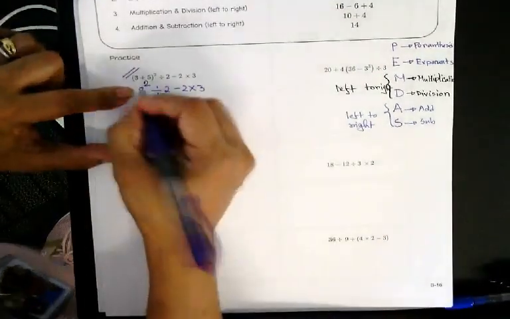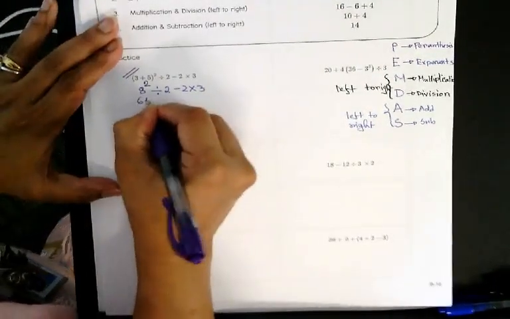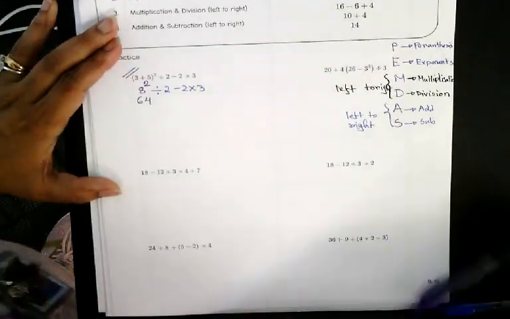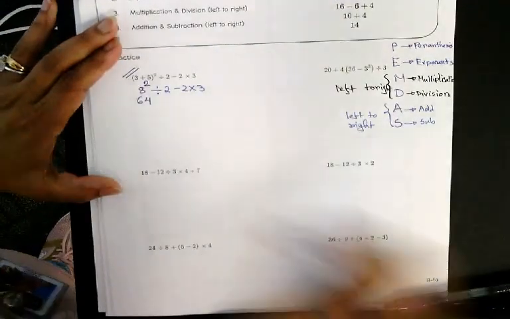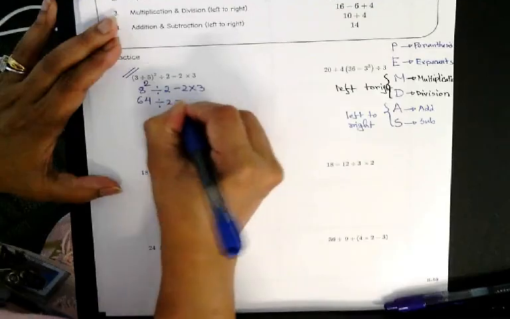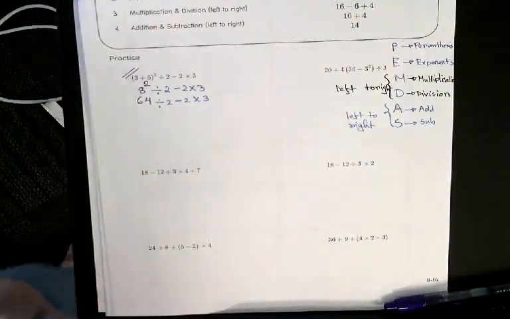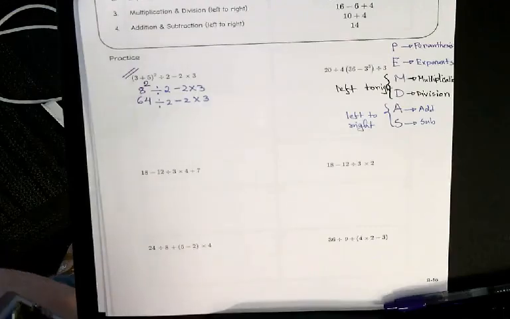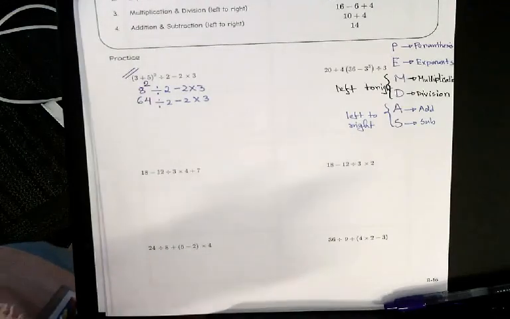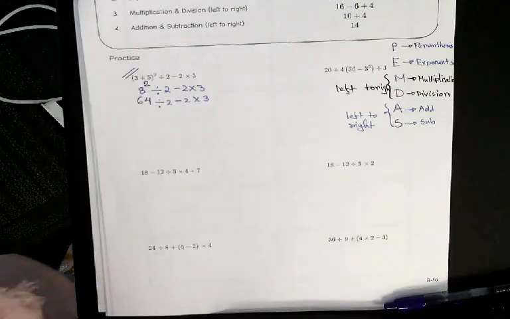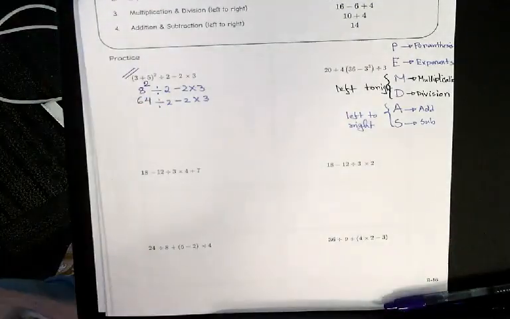Okay, let's look at this one. So 8 squared is going to be 64, not 16. We all clear about it, right? Just making sure before we move forward. Now let's check again. Do we have any parentheses? No. Do we have any exponent? No. Do we have any multiplication division? We do. We have 2 of them. So there comes the rule from left toward the right.